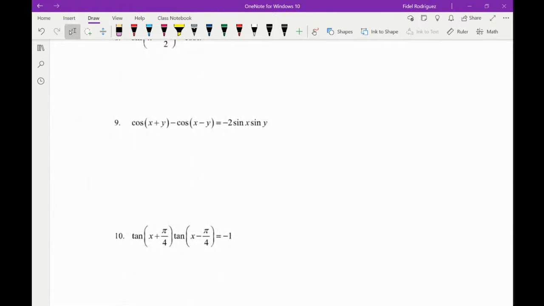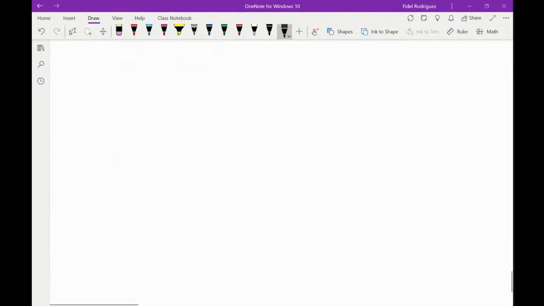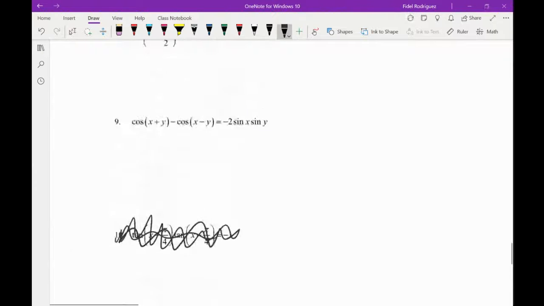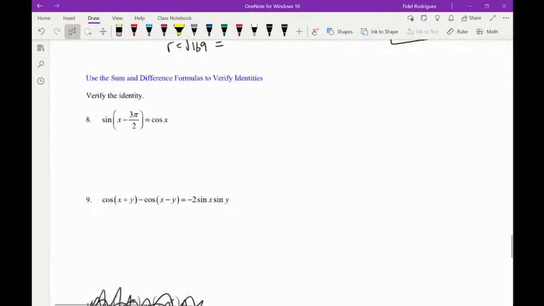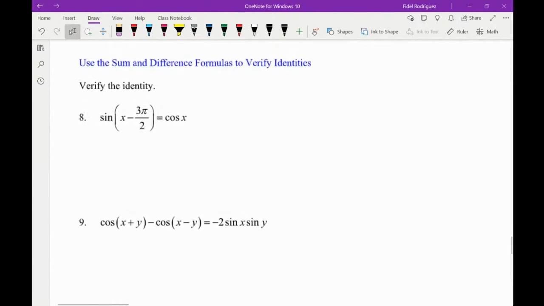I'm going to tell you right now, we're going to skip number 10, and I'm going to make sure that you don't have anything like this in your homework. So I'm going to get rid of number 10, and so we only have 3 more problems to go, and we'll be done here, okay? So look, we're going to do some more verifying identities.